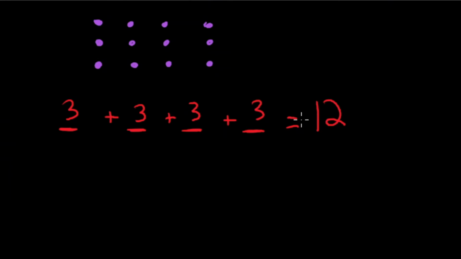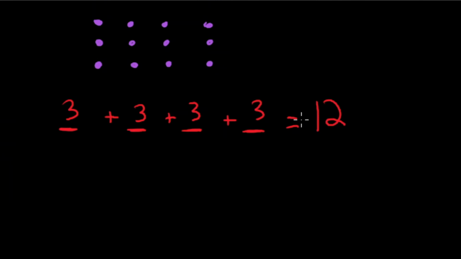So when we add 3 plus 3 plus 3 plus 3, we get the answer of 12. Now you're probably thinking to yourself already, Mr. C, there's got to be another way to solve this. There's got to be a different way to look at this. And you're exactly correct. That's the cool thing about math, there's so many different ways to see it.